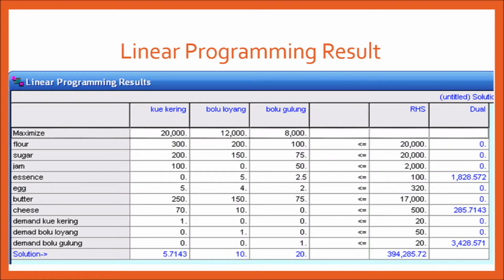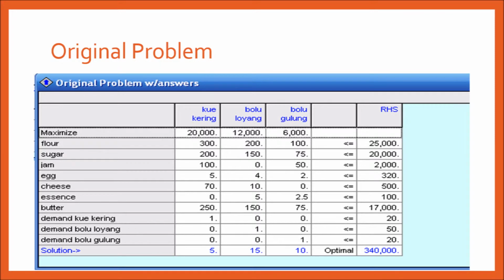As we can see from the table, the amount of Q-Kering that must be produced to make the optimum solution is 5.7, and that is strange because the number of products must be an integer. The linear programming calculation is used to calculate the sensitivity analysis based on the slack/surplus variable. To make the value an integer, here is integer programming.